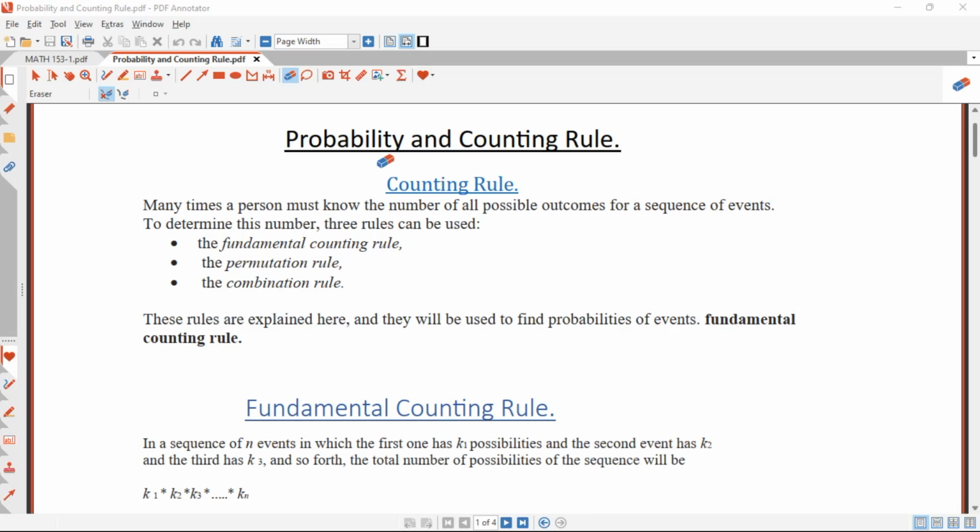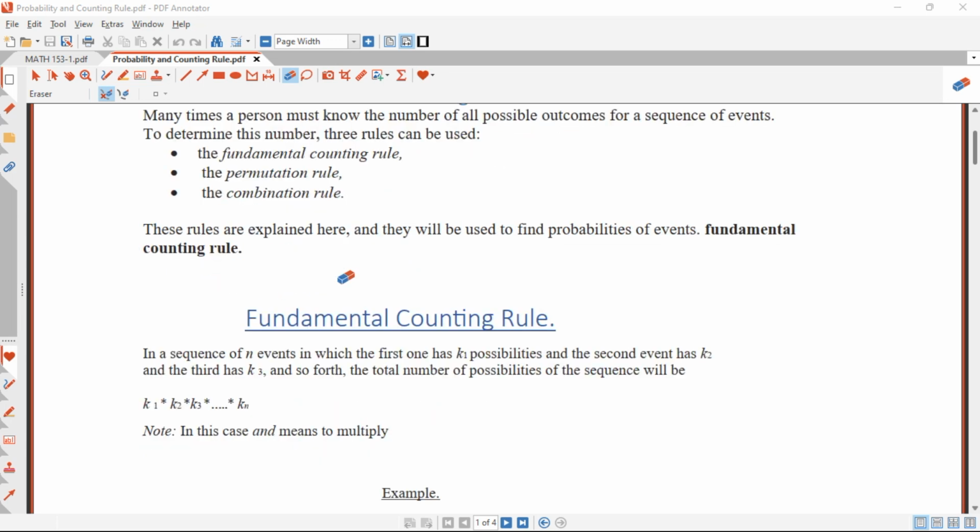Today I'm going to continue our series of videos on probability and counting rules. We are going to learn the counting rules and use them to solve probability questions. So in the first place, what is meant by counting rule? A counting rule gives the number of all possible outcomes for a sequence of events. We have about 3 counting rules: the fundamental counting rule, the permutation rule, and the combination rule.